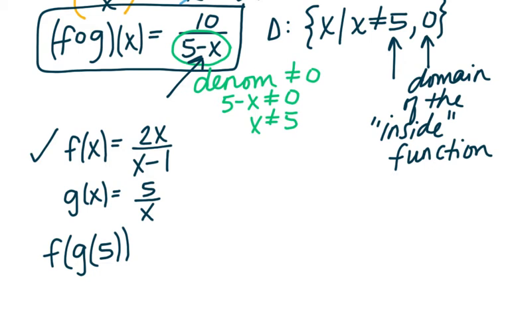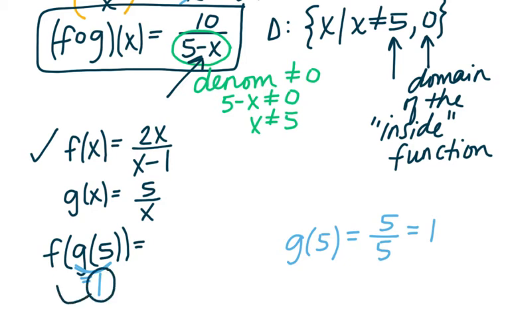If we start on the inside, we have to compute g of 5. So g of 5 is going to be 5 divided by 5, which is 1. So this inside piece, g of 5, is actually equal to 1. So now I need to take 1, and 1 becomes the input in my function f. But in function f, if I input 1, look what happens. 2 times 1 divided by 1 minus 1. We end up with division by 0. So see, this is why 5 is a value that is not in the domain of the composite.